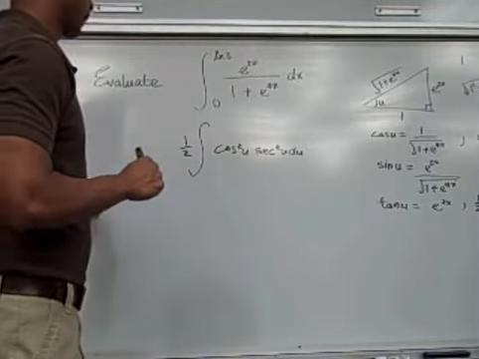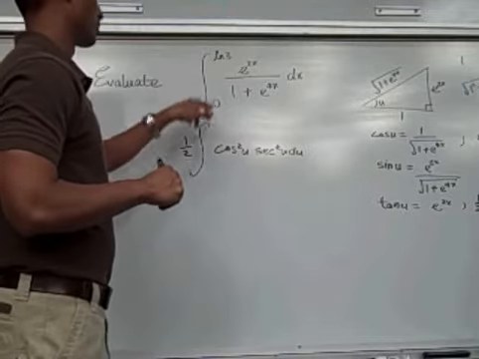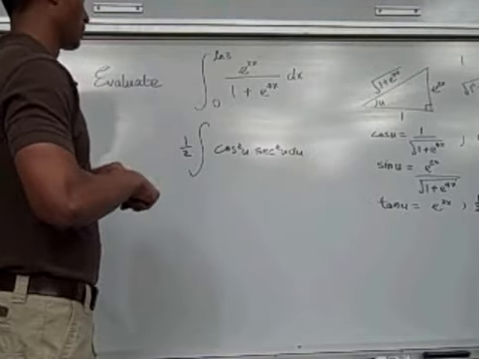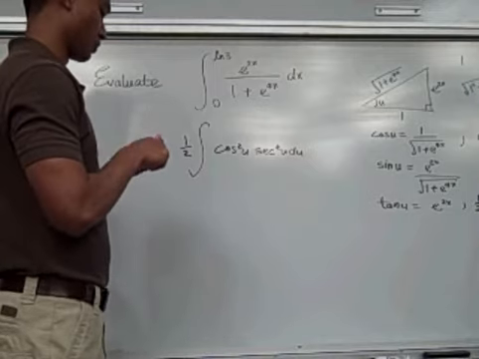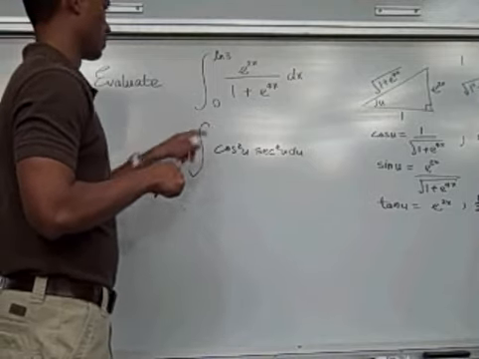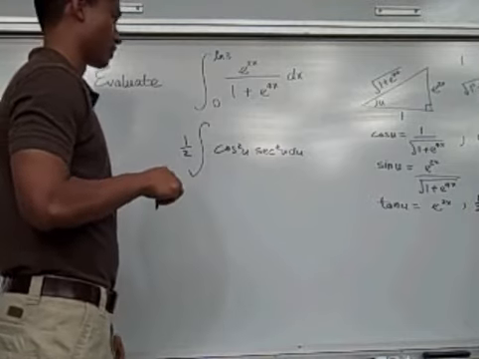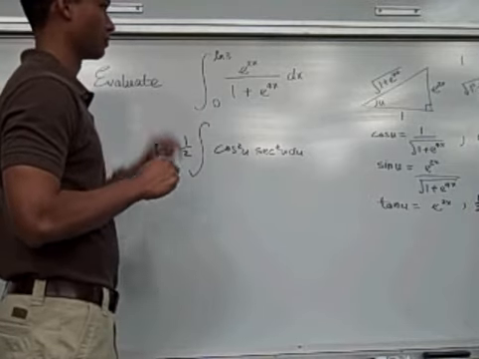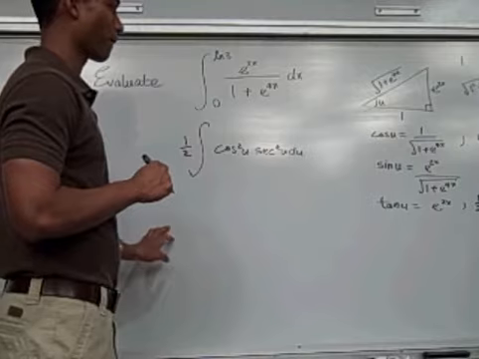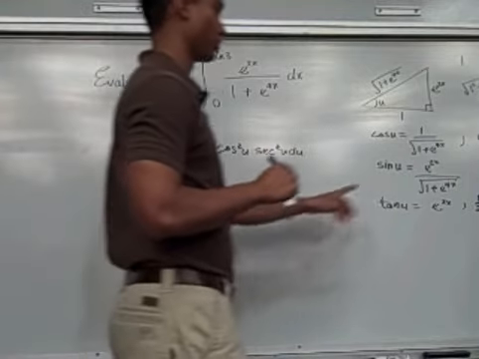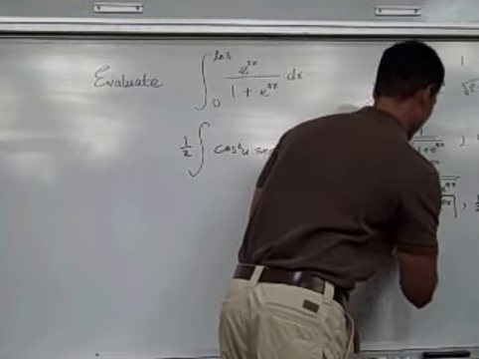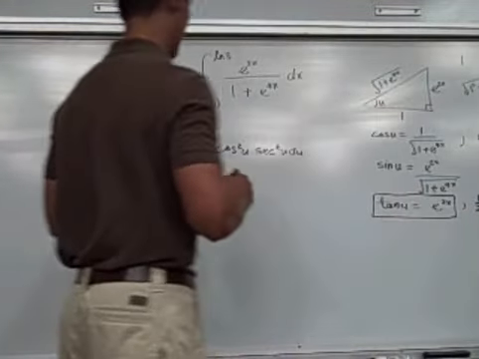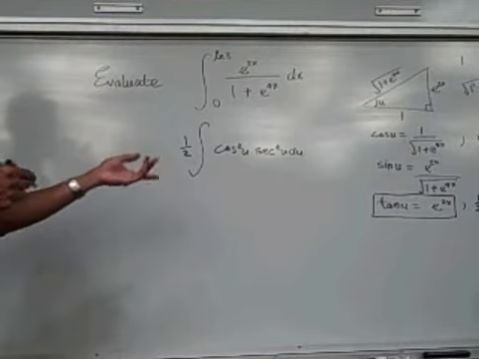Now, these limits are also going to change. Since these limits belong to x, I have to change them to u's. I could not write the ln of 3 and a 0 here because they belong to x. So how do I convert them? The easiest one to use is tangent u because it has the simplest form. You could plug into either tangent or cosine, but use tangent because that's the easiest here.